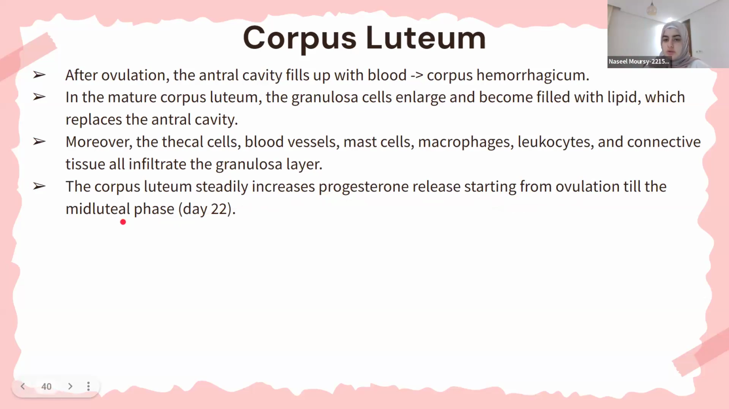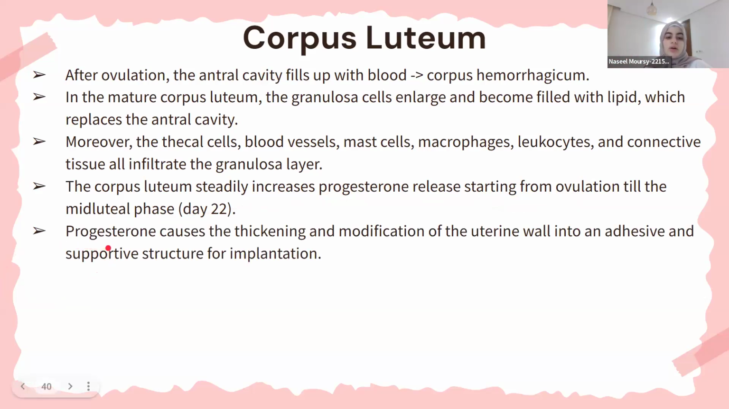Now, we said there's the switch from estrogen to progesterone, but it doesn't continue up till day 28. It continues up to day 22. Why? Because LH goes down, remember? Because of the negative feedback. So this progesterone that we're getting causes the thickening and modification of the uterine wall into an adhesive and supportive structure for implantation.